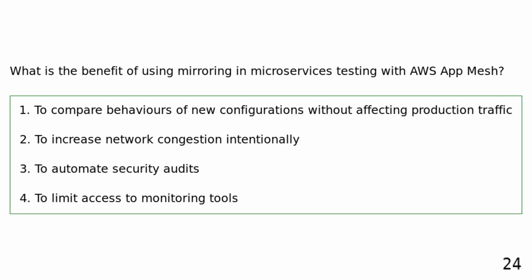What is the benefit of using mirroring in microservices testing with AWS App Mesh? To compare behaviors of new configurations without affecting production traffic. To increase network congestion intentionally. To automate security audits. To limit access to monitoring tools.